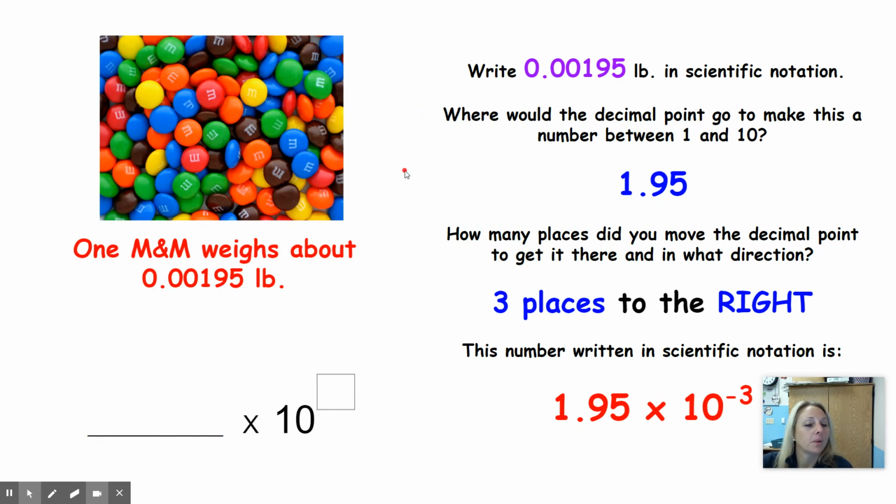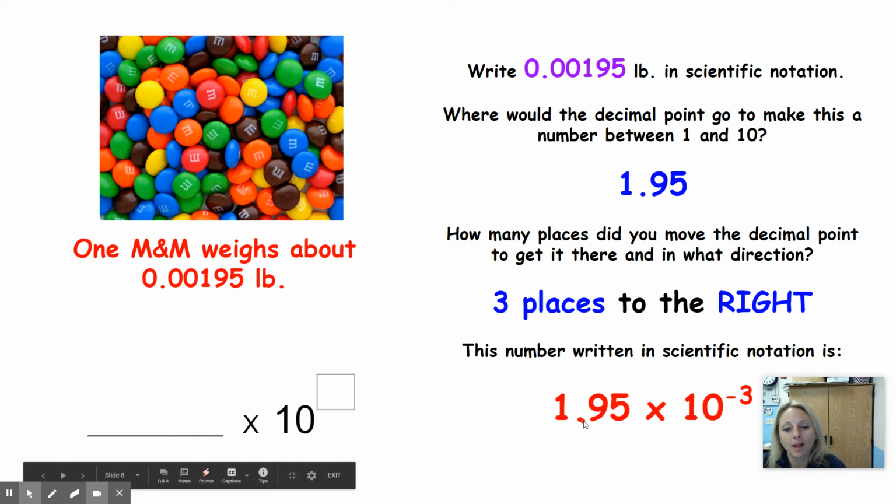1 M&M weighs about 0.00195 pounds. Tiny, tiny fraction of a pound. Where would the decimal point go to make that a number between 1 and 10? It's currently here. I want it to be here. It's the only place. If I put it here, it's 19.5. If I put it here, it's 0.195. 1.95 is the only acceptable spot for that decimal point to be in scientific notation. How many places did you move it? 1, 2, 3 places to the right. So this number written in scientific notation is 1.95 times 10 to the negative 3. If I wanted to get the standard form number back, I would look at my exponent and I would go left 3 places and I would get that number back.